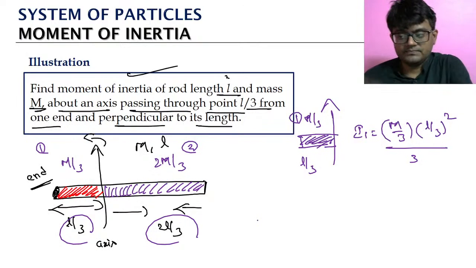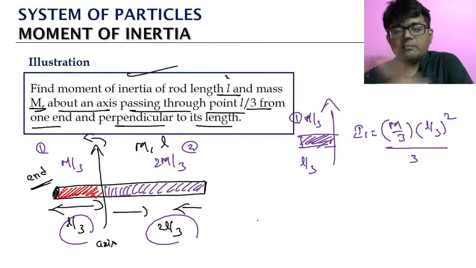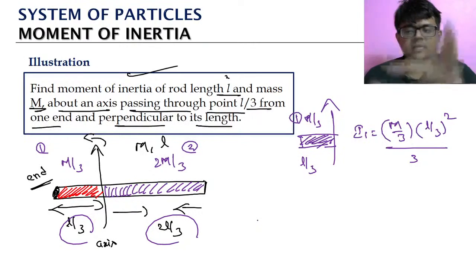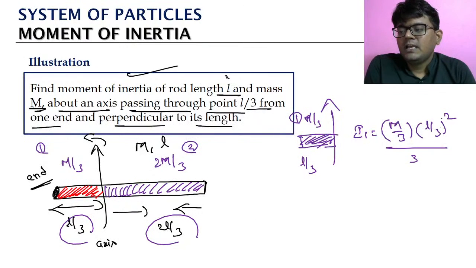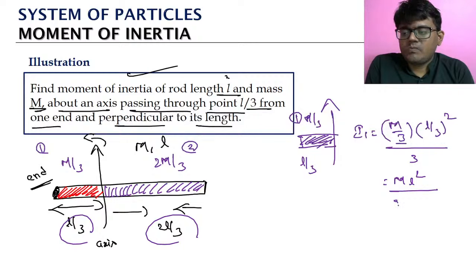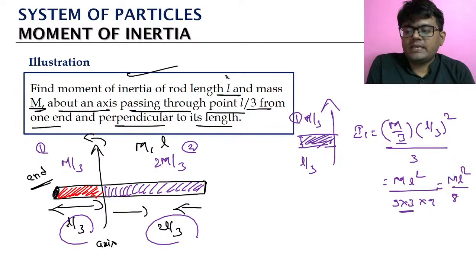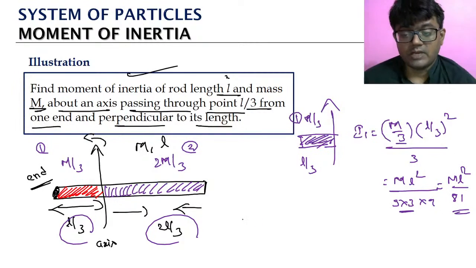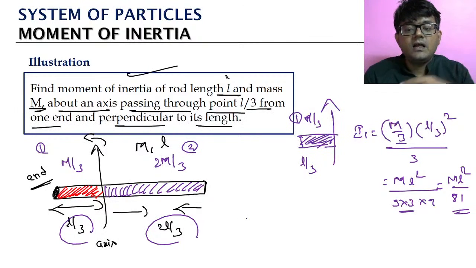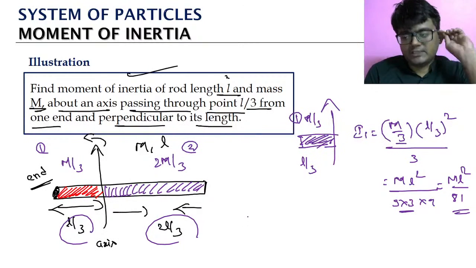ml square by 3. So இங்க என்னது? mass is m/3, length is l/3. அதனால corresponding values are coming. இங்க பாருங்க, l/3 the square என்ன? This is l square by 9. So m into l square by already 3 இருக்கா? இங்க 3, 9. What is it? ml square by 81 வரும் பாருங்க. What is it? ml square by 81. So இதுதான் the moment of inertia of the first part.